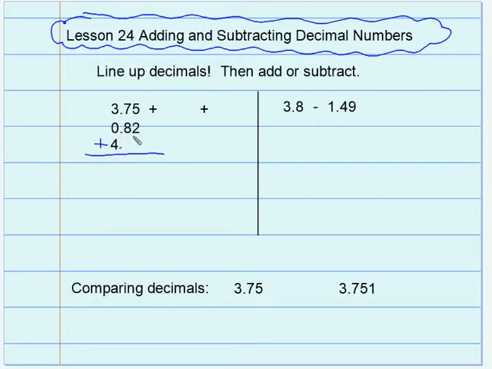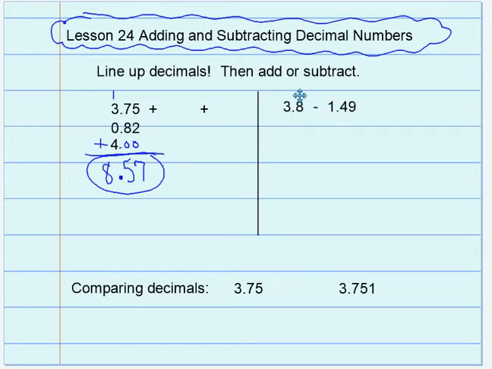Then add. You can put zeros here if you would like to have placeholders to keep everything lined up. That's perfectly fine. You don't need them, but you can put them in there. And then just add as if the decimals weren't there, but the decimal will stay in the same spot. 5 plus 2, 7. 7 plus 8 is 15, so put a 5 down and carry the 1. 4, 7, 8. So your answer is 8 and 57 hundredths.